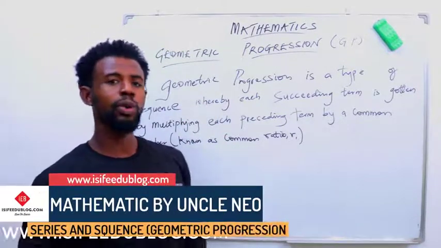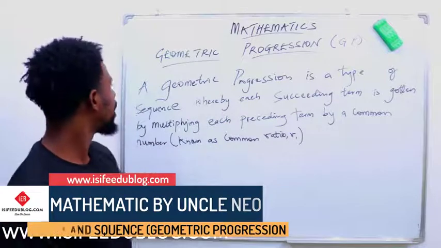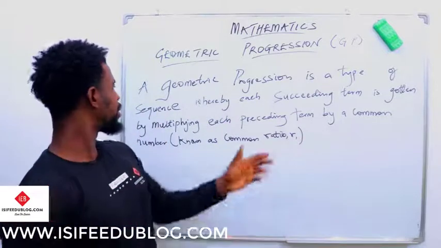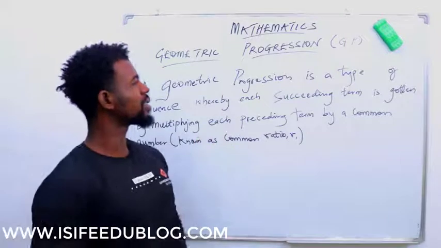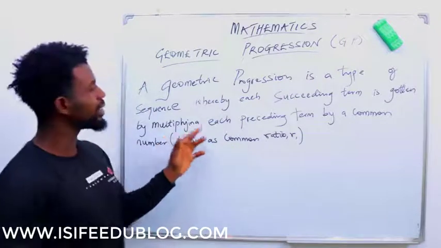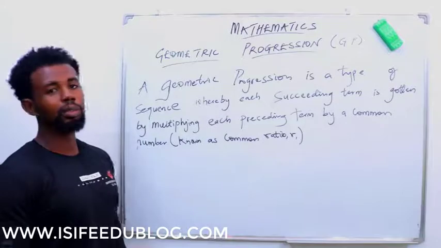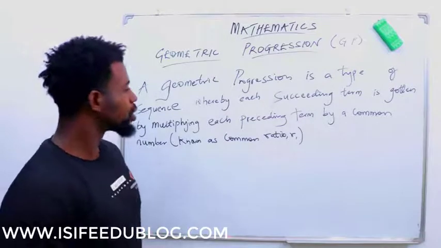Today we'll be looking at geometric progression, commonly known as GP. So what is this geometric progression? We can define a geometric progression to be a type of sequence whereby each succeeding term is gotten by multiplying each preceding term by a common number. Okay? So what do we mean by that?